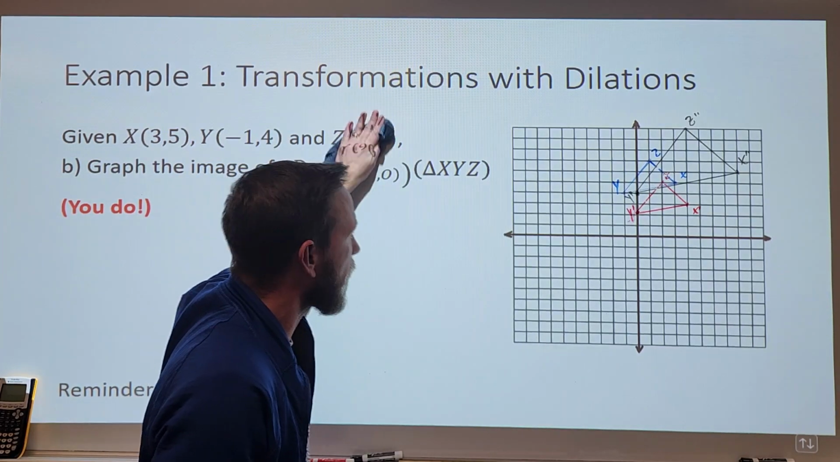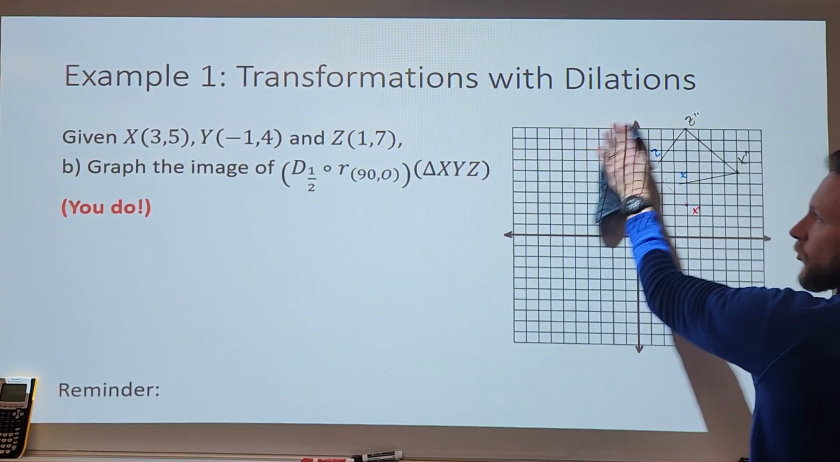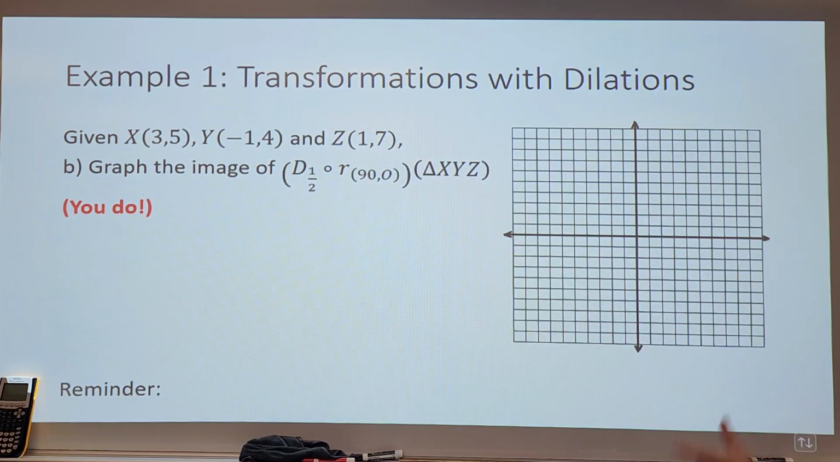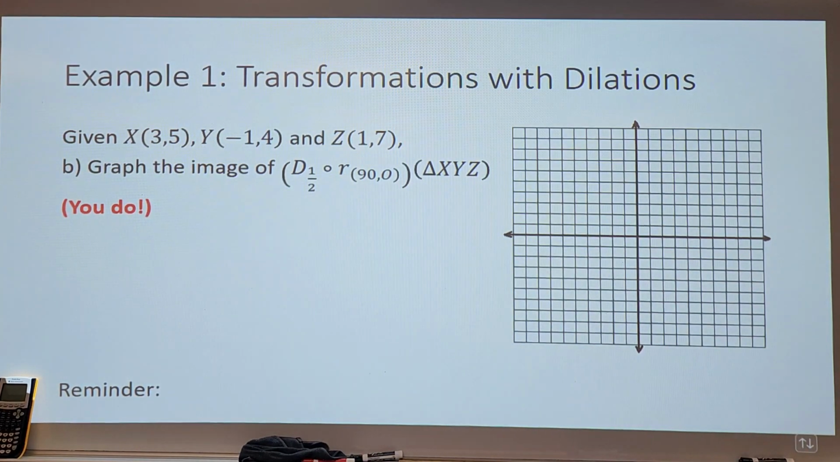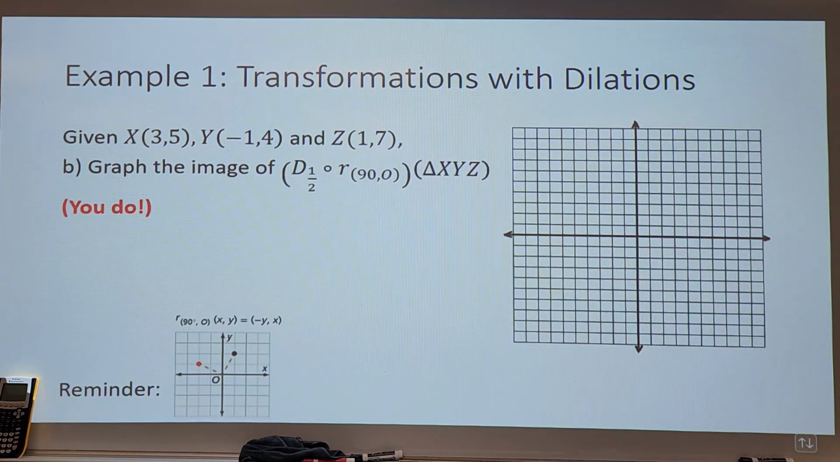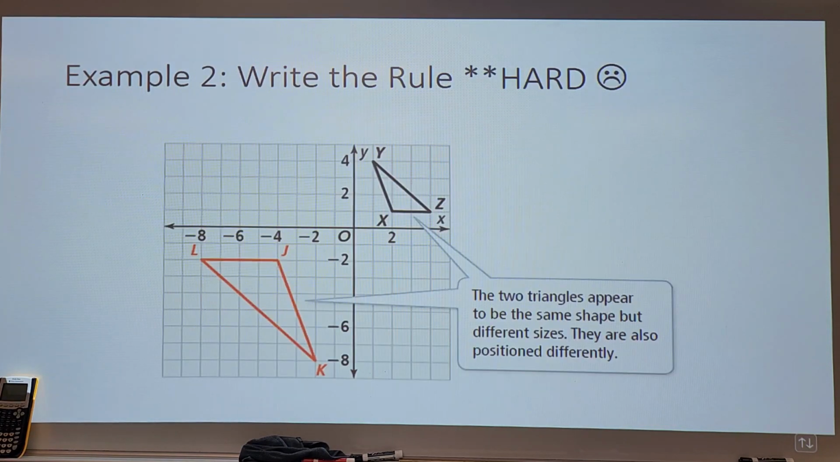Here we have a rotation of XYZ, same XYZ, all right, original, but we're gonna rotate that 90 degrees, use our rules, our rotation rules, and then dilate by a factor of 1/2. So there's your reminders. You should have that on your notes anyway, so you don't need to put that up there, but that'll be there for when I have to do this with you in class. All right, but check over that one.